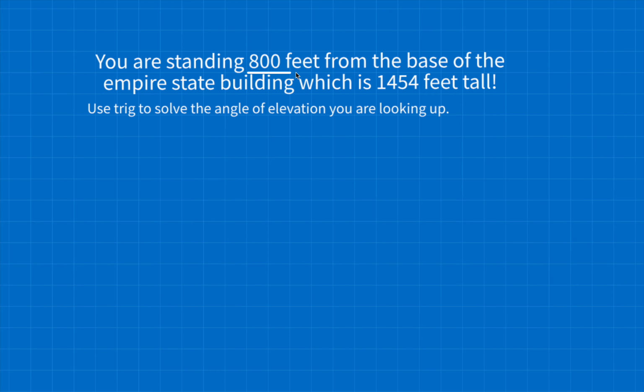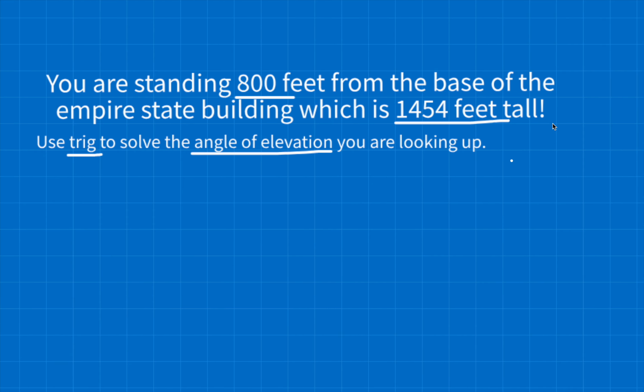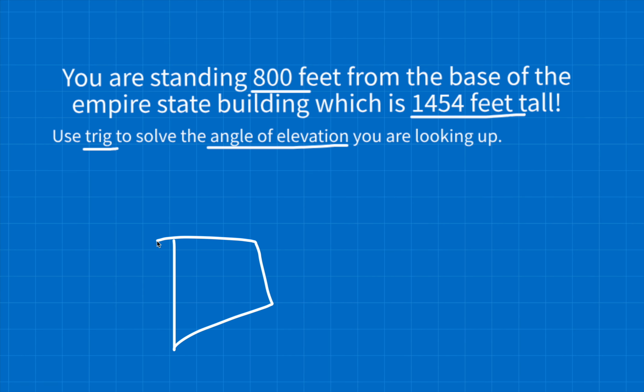You are standing 800 feet from the base of the Empire State Building, which is 1,454 feet tall. Use trigonometry to solve the angle of elevation that you are looking up. Damn, that's a pretty tall building.